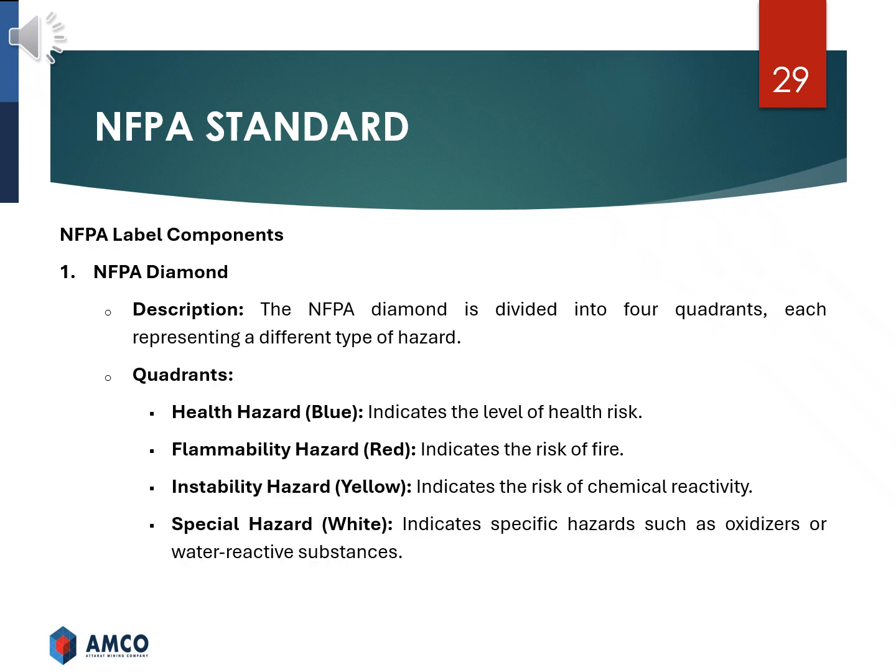NFPA label components. NFPA Diamond. Description: the NFPA Diamond is divided into 4 quadrants, each representing a different type of hazard. Quadrants. Health hazard, blue, indicates the level of health risk. Flammability hazard, red, indicates the risk of fire. Instability hazard, yellow, indicates the risk of chemical reactivity. Special hazard, white, indicates specific hazards such as oxidizers or water-reactive substances.